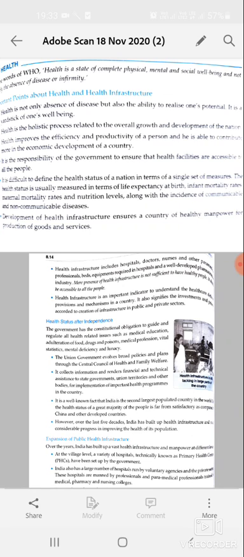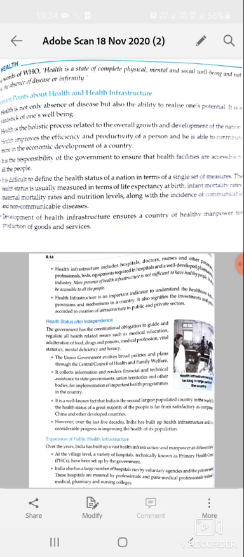is divided into two groups. One is economic infrastructure and the second is social infrastructure. Again, each of them is classified into three groups. In economic infrastructure, there are three things: number one is energy, number two is transport, number three is communication. Again, social infrastructure is also divided into three parts.